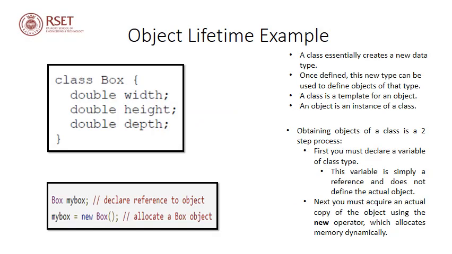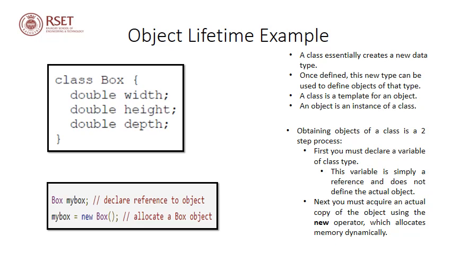Now we will start discussing the concept of object lifetime using a simple Java code snippet. In any object-oriented programming language, the concept of class is very important. A class essentially creates a new data type. Once defined, this new type can be used to define objects of that type. Thus, a class is a template for an object and an object is an instance of a class.